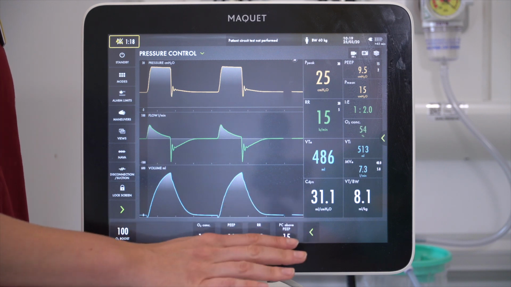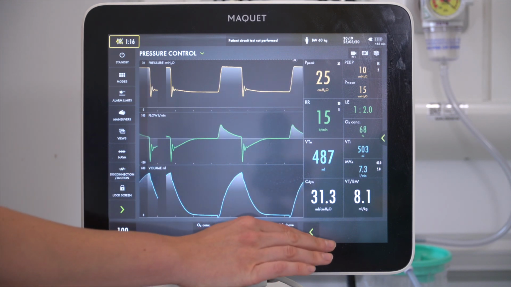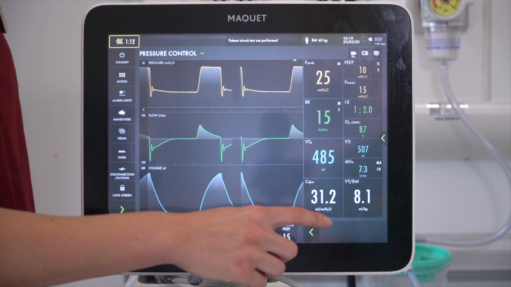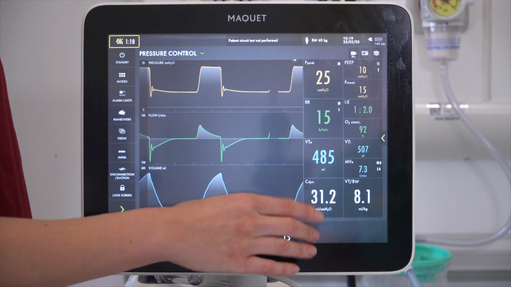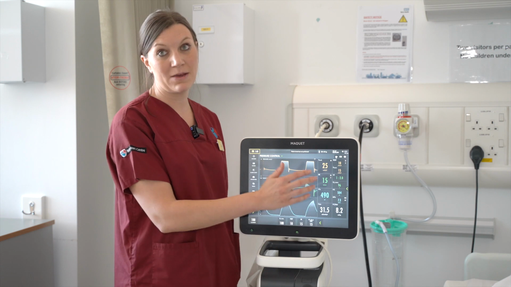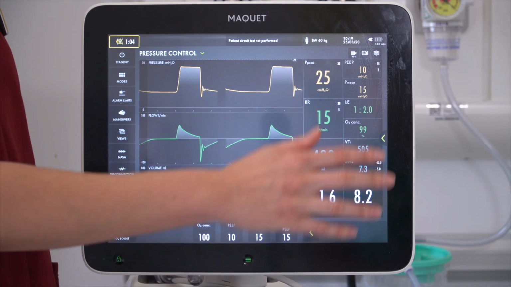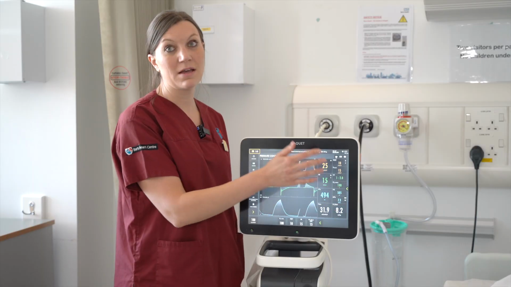Across the bottom of the screen are all the settings which can be set. On this side of the screen, the left-hand side of the screen, is what is usually happening with the patient. These are the things that are set along the bottom and what is actually happening on the left-hand side.